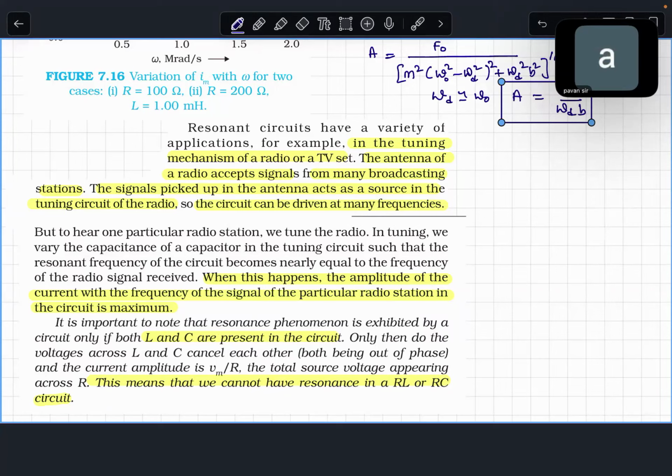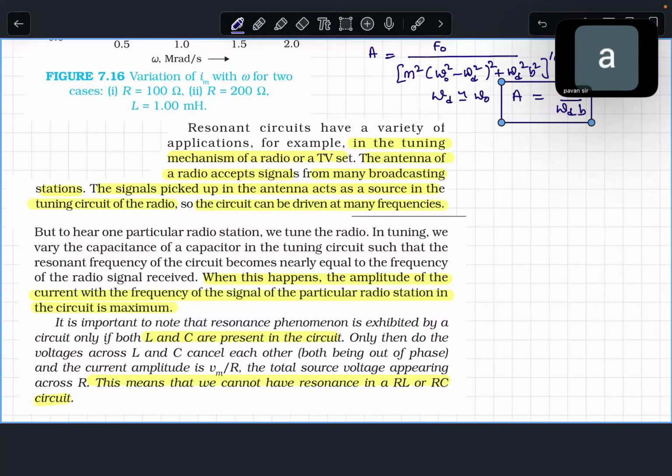So in an electronic circuit, what they will do is they will have different capacitors on the board. By just changing the instruction, it will take different paths. Electronically, it will take different paths. Right. When this happens, the amplitude of the current with the frequency of the signal of a particular radio station in the circuit is maximum. Now, what is happening over here?